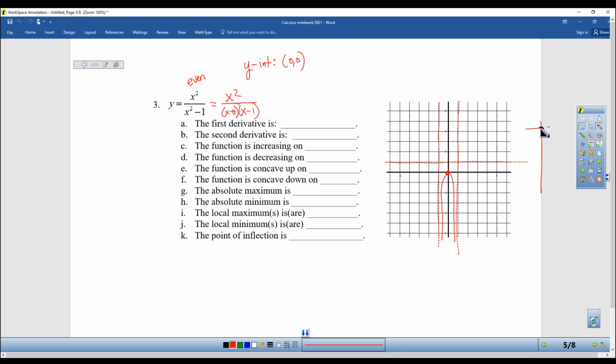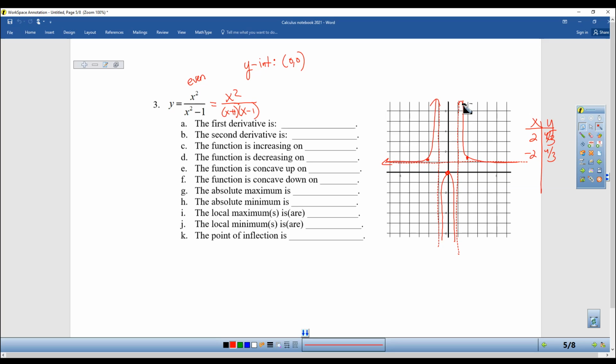I'm going to make a quick table. I'm going to plug in 2. When I plug in 2, I get 4 over 3. Is that what I expected? You bet it is. 1 1/3. I totally expected it to come out there. And negative 2 should be the same because it's even.